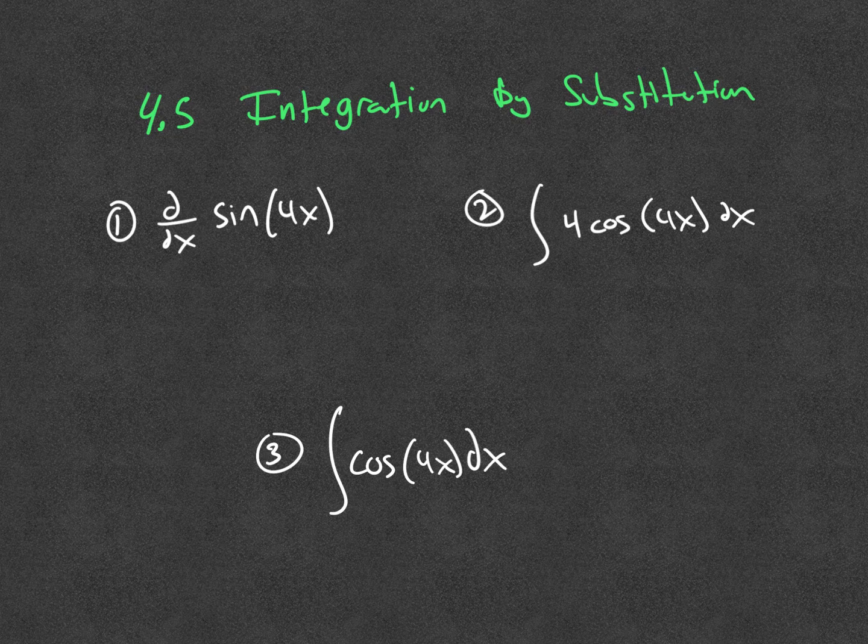In this first problem, we take the derivative of sine of 4x. We know the derivative of sine is cosine, so we'd have cosine of 4x. But because of the chain rule, I have to multiply by 4. So my answer there is 4 cosine of 4x.